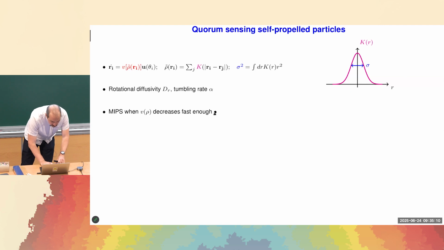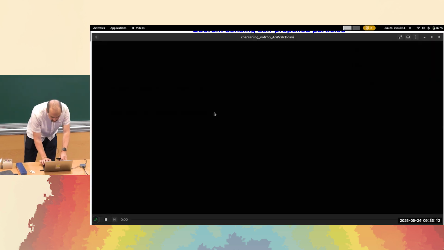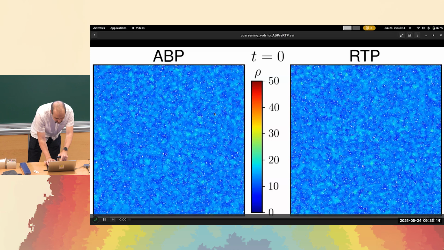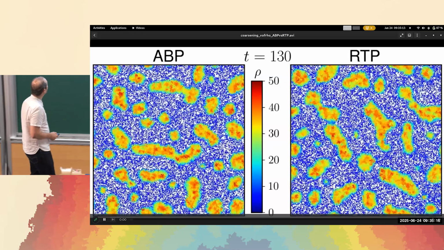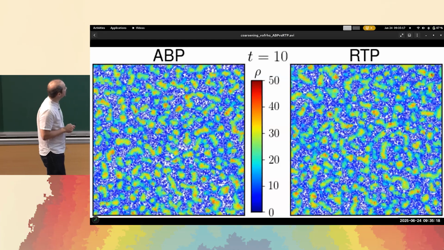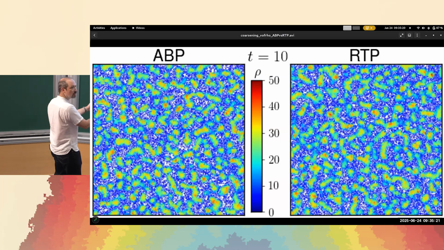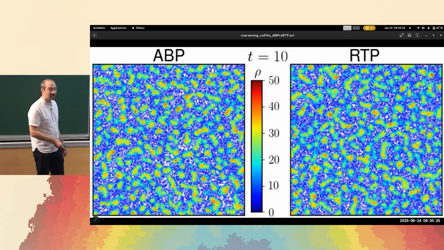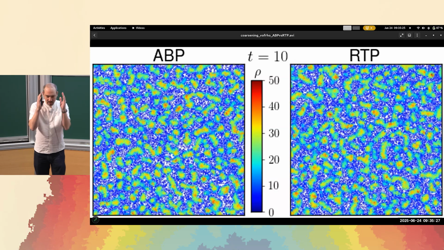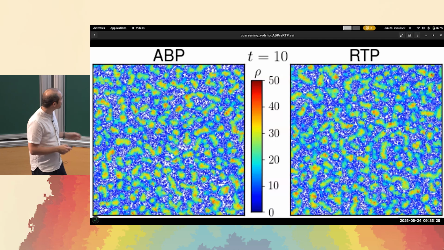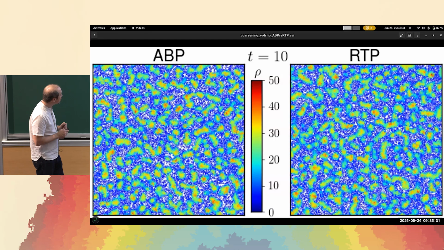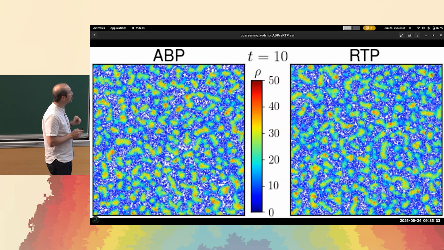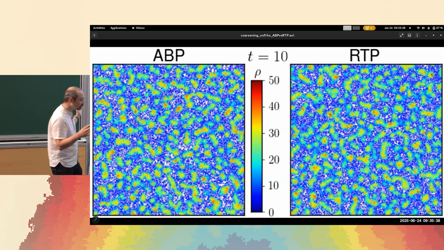And I will show you now simulations. Okay. So here, on the left, you have simulation of active Brownian particles, the ones that do continuous rotational diffusion. On the right, you have run and tumble particles, the ones that go straight, turn at random. They are interacting with this V of rho. Each point is one particle, and the color code is the local density.